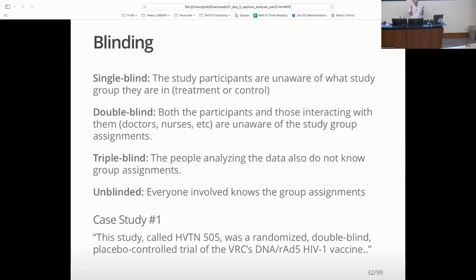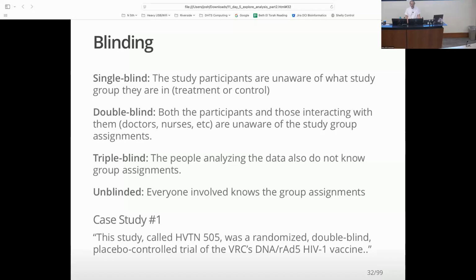Does anyone have questions about this? And why would you bother to have an unblinded study or a single blinded study or a double blind study or triple blinded study? Why are there these different options? What's the point? To reduce the possibility of bias. Yeah, so yes, to avoid bias.